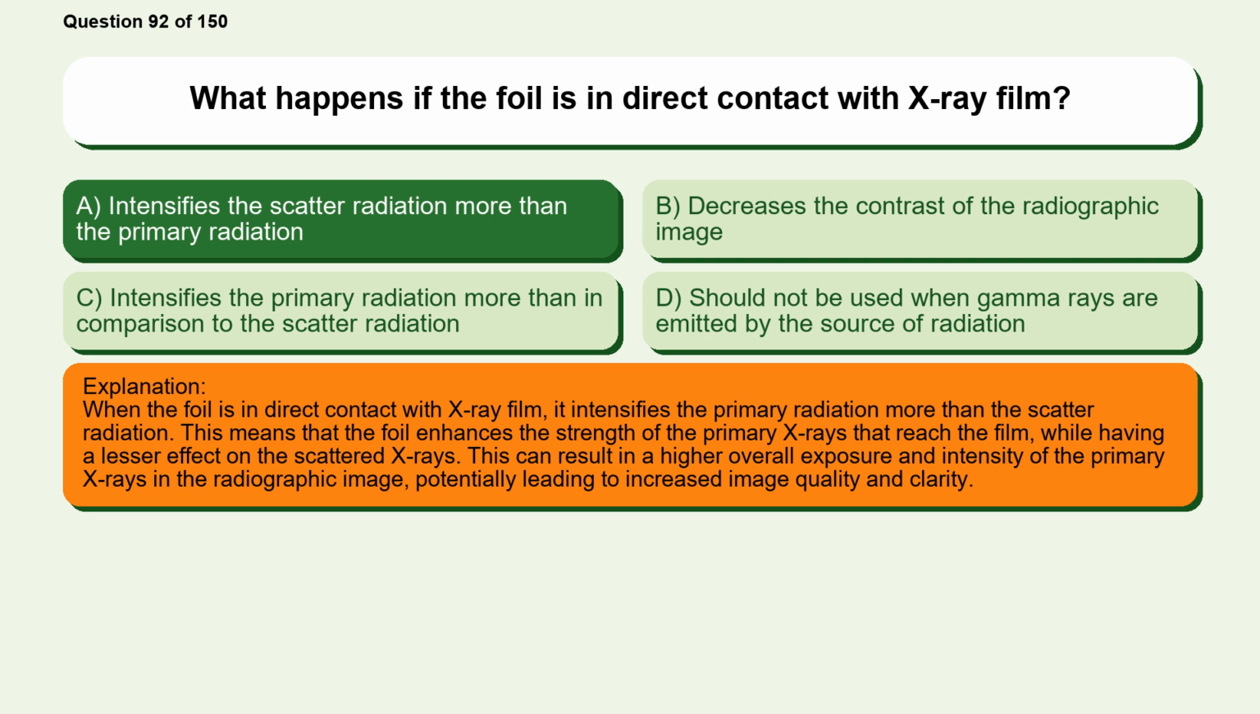This means that the foil enhances the strength of the primary X-rays that reach the film, while having a lesser effect on the scattered X-rays. This can result in a higher overall exposure and intensity of the primary X-rays in the radiographic image, potentially leading to increased image quality and clarity.